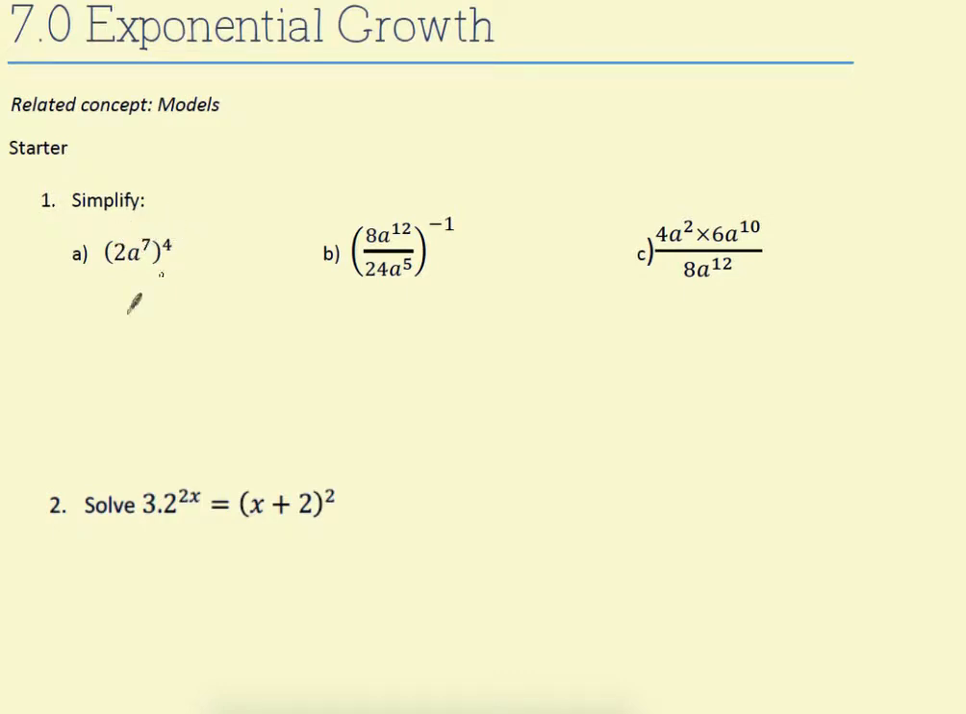a to the power of 7. So we're going to get 2 to the power of 4, and then when we raise a power to another power, we multiply them, so it'll be a to the power of 28. We should be able to work out 2 to the power of 4. It's just 2 times 2 times 2 times 2, which is 16. So there's a simple way of writing it.